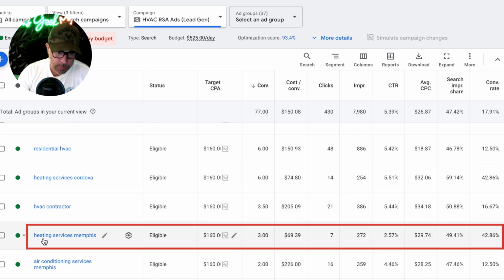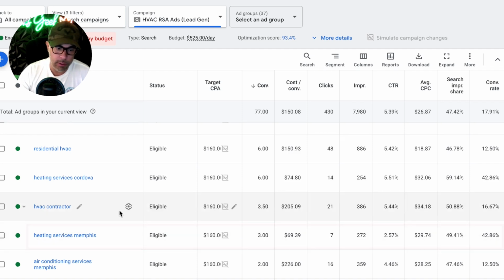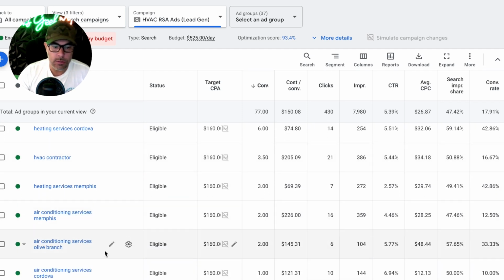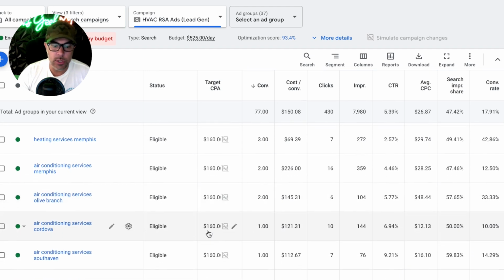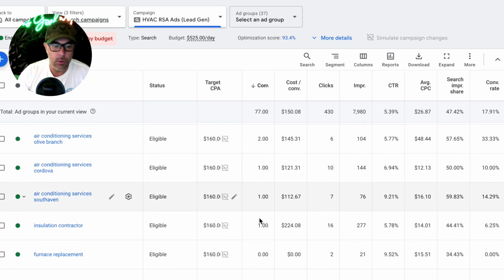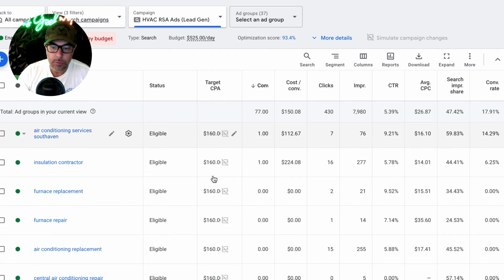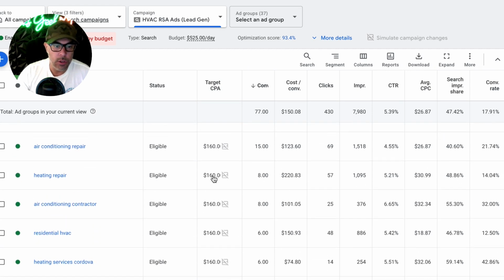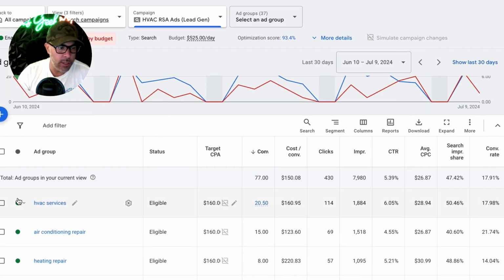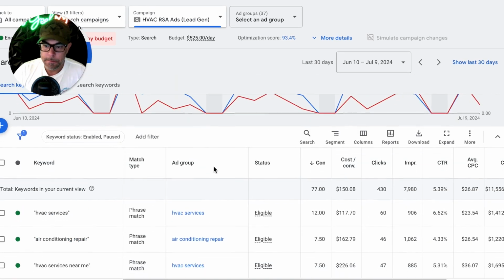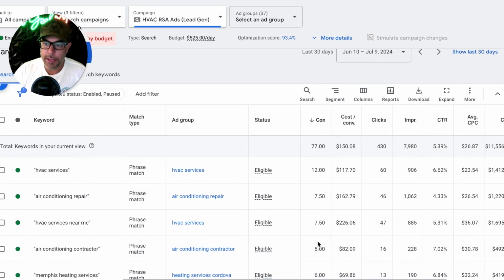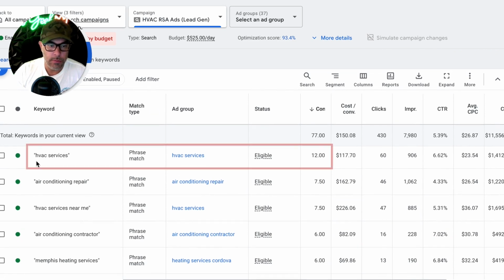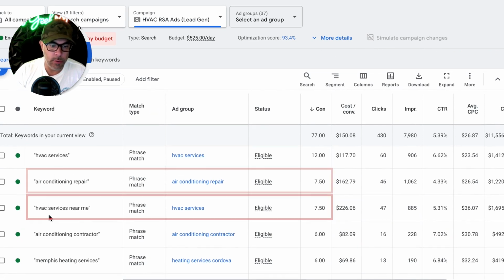Heating services, Memphis, another geo, 3 leads. Memphis, Olive Branch. So a lot of geo stuff here trickling in, little one-off stuff, and then it kind of dies off from there. So if we go into the keywords, let me show you the keywords we're going after here. All right. Sorted by conversions, we got phrase match, HVAC services, air conditioning repair, HVAC services near me.